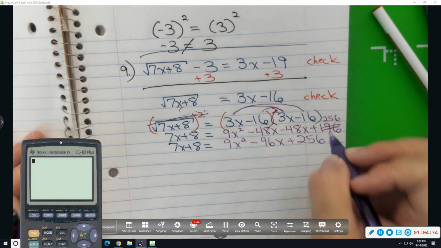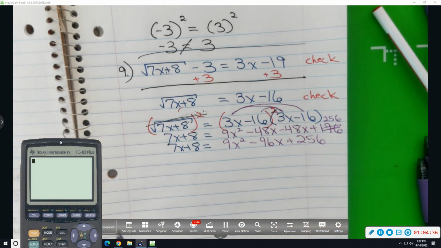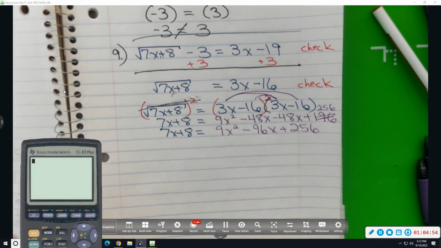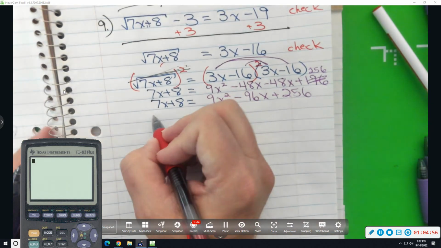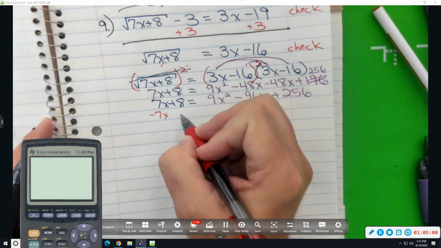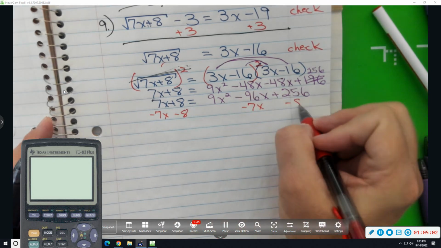Oh, wow. It's quadratic, which means we need a 0 on one side. Where do you think I'm going to get the 0? On the left side or on the right side? The left side. I agree, because I want that 9x squared to stay positive 9x squared. So I'm going to subtract 7x. And what am I going to do with that plus 8? I'll subtract it as well.